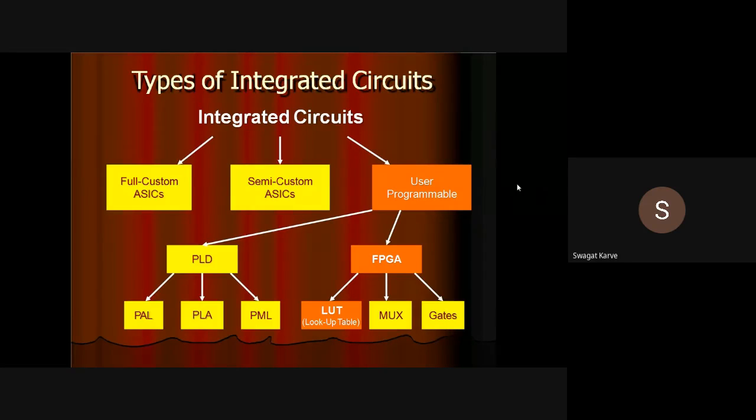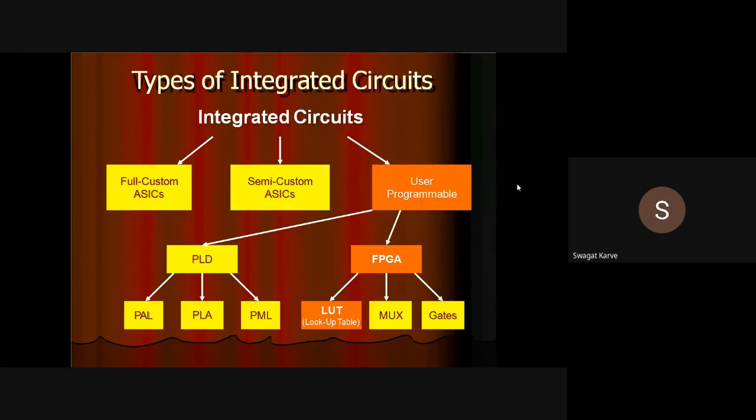Then ROM is there, then SPLD is there. So these are the different types of PLDs. Now in case of FPGA, again you have different lookup tables, mux and gates, right? So this is the category of the integrated circuit, or in this way you can differentiate or categorize the integrated circuit.